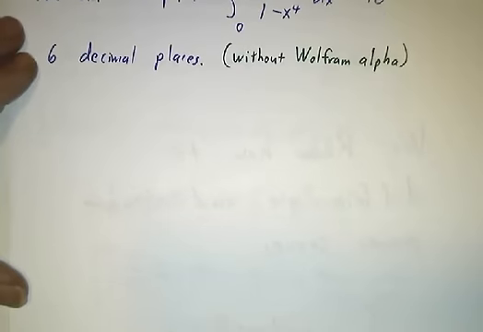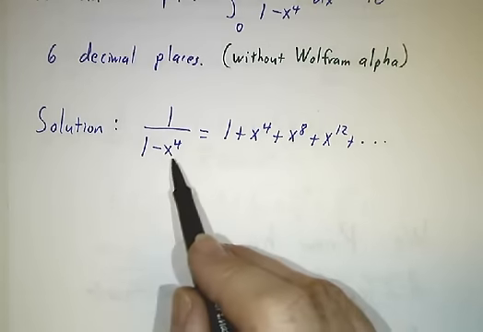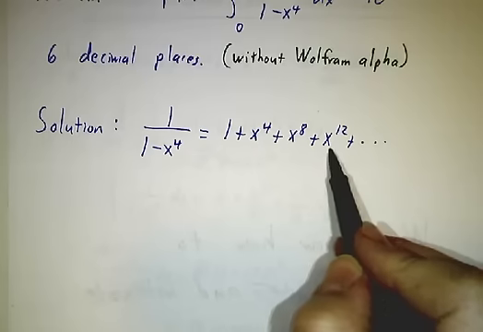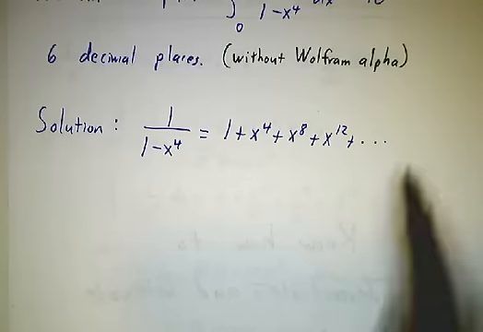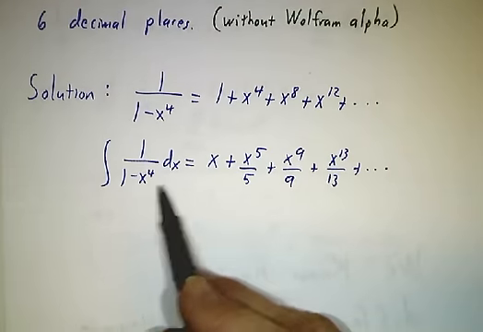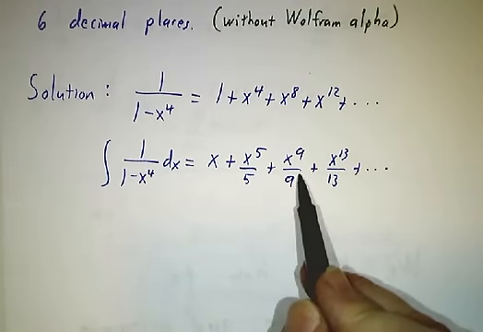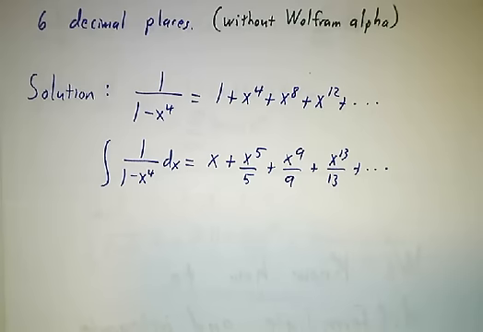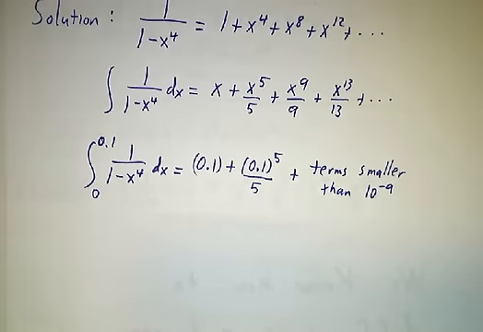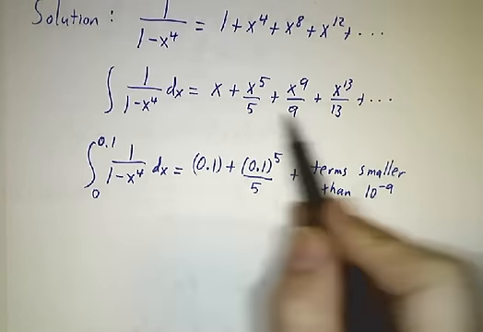But there's a really simple solution using power series. We know that 1 over 1 minus x to the fourth is just 1 plus x to the fourth plus x to the eighth plus x to the 12th plus x to the 16th and so on. Well, that means that the integral of 1 over 1 minus x to the fourth is x plus x to the fifth over 5 plus x to the ninth over 9 plus x to the 13th over 13. And if we want to evaluate that integral at 0.1 and at 0, well, at 0 gives you 0.